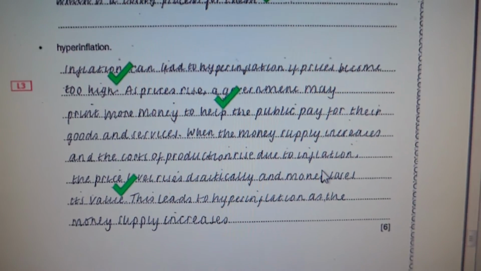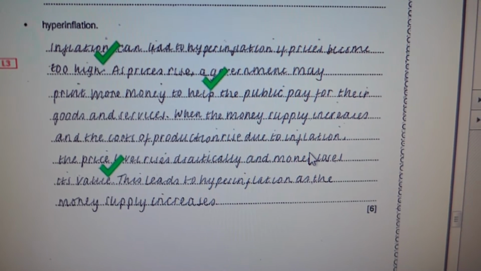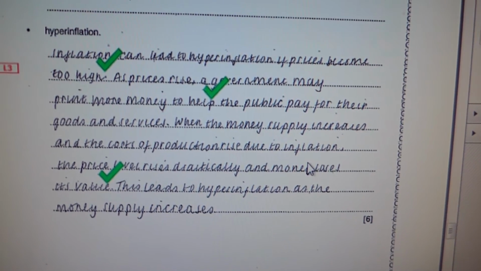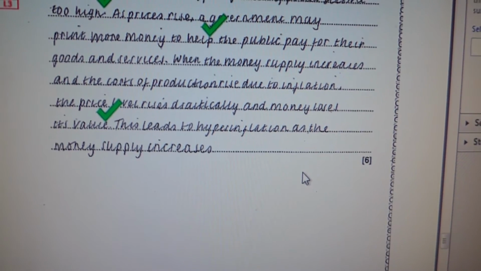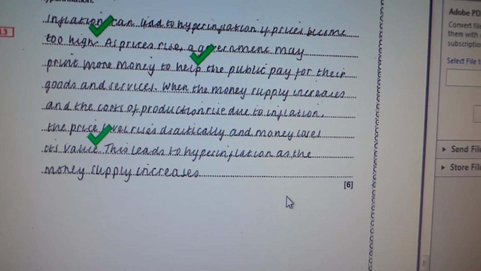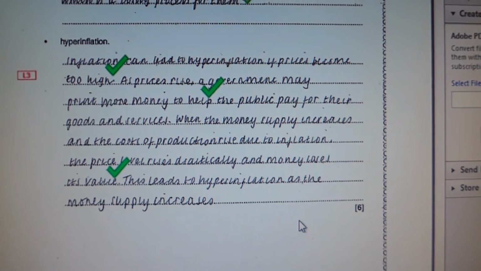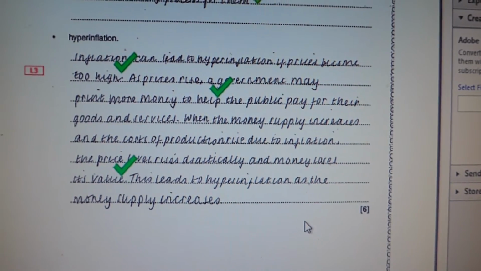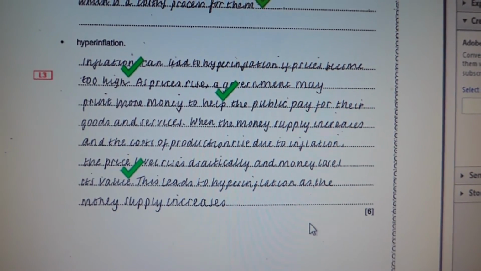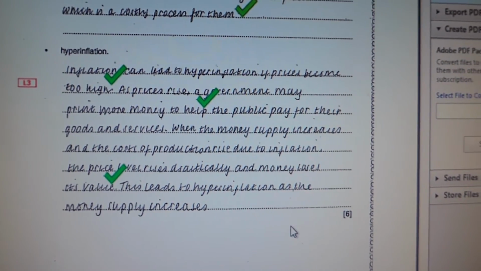And hyperinflation. Inflation can lead to hyperinflation if prices become too high. As prices rise, government may print money to help the public pay for the goods and services. When the money supply increases and the cost of production rise, the price level rises, money loses its value. Leads to hyperinflation. You could also have talked in there about a wage price spiral. As prices get out of control, wages are pushed up. This then subsequently leads to further rounds of price rises, which leads to further rounds of wage rises, etc., etc. And money then loses value.